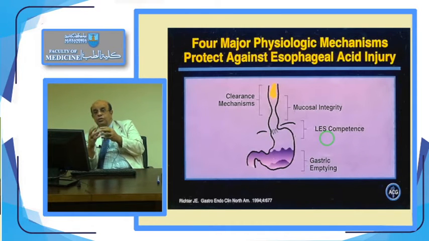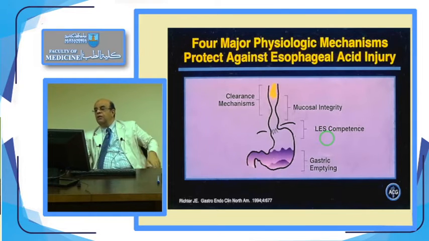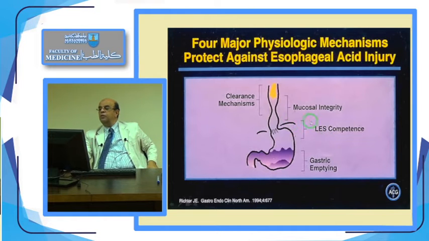So there should be a certain mechanism that prevents reflux of gastric contents into the lower esophagus or the thoracic esophagus, because food should pass in one direction and should not come back as a refluxate into the lower esophagus. One of these mechanisms is the lower esophageal sphincter competence. Part of it has been discussed in the anatomy.